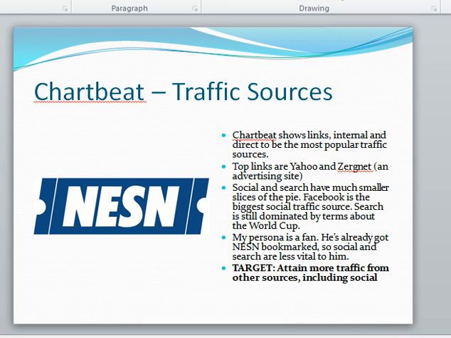My persona is a fan, but he's already got NESN bookmarked. So social and search are a lot less vital to him because he knows how to get to NESN. He doesn't have to search. What's his target? What's our target here? Is to attain more traffic from other sources, including social. Probably try to mix it up a little bit.